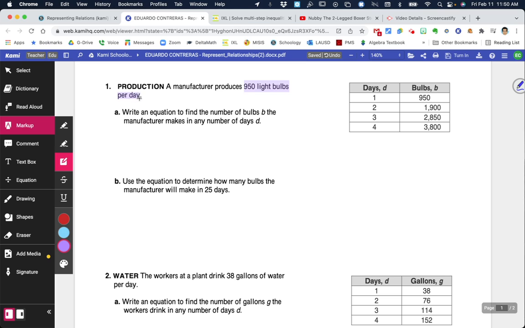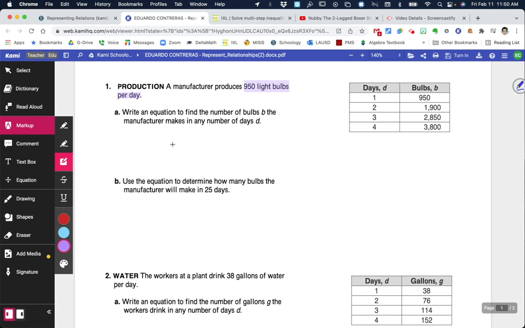So this is a rate. This is known as a rate. Whenever they say per minute, miles per hour, light bulbs per day, feet per second, the word per kind of gives you a clue that it's a rate. And we're going to use it in our equation. Let's go into part A.